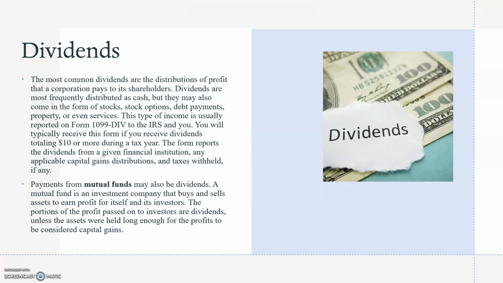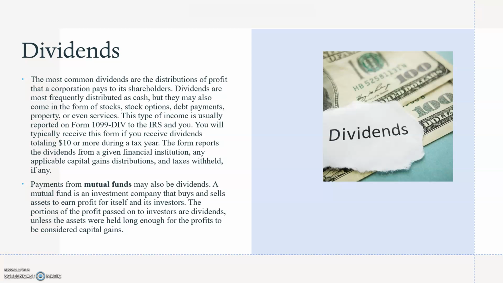The most common dividends are the distributions of profit that a corporation pays to its shareholders. Dividends are most frequently distributed as cash, but they may also come in the form of stocks, stock options, debt payments, property, or even services. This type of income is usually reported on Form 1099-DIV to the IRS and you. You will typically receive this form if you receive dividends totaling $10 or more during a tax year. The form reports dividends from a given financial institution, any applicable capital gain distributions, and taxes withheld, if any.